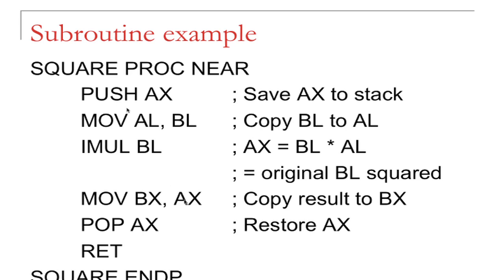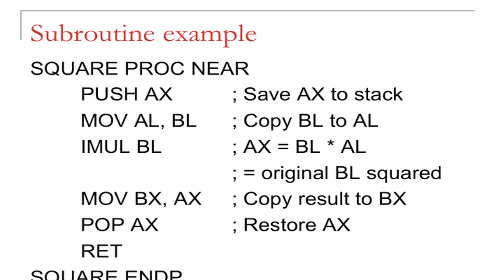That means after this IMUL multiplication instruction, the original value of AX is overwritten. After the multiplication, we copy the value of AX to BX. So at this point, BX has the square of the original value in BL. After that, we do pop AX. This is corresponding to the push AX. Push AX puts the original value of AX into stack, and pop AX will get that original value back and restore it in AX. So this is how we save the state.